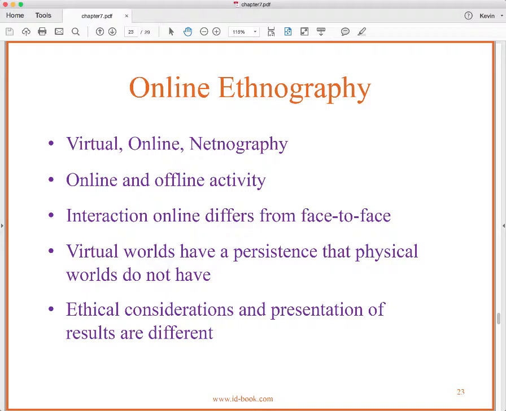In an online world, let's say we were doing an online ethnography of Second Life or some kind of virtual world. Well, we would have very much less opportunity to actually interact directly with the people themselves. And so that's going to change around what we're doing, but the nature of what we're doing is very similar.